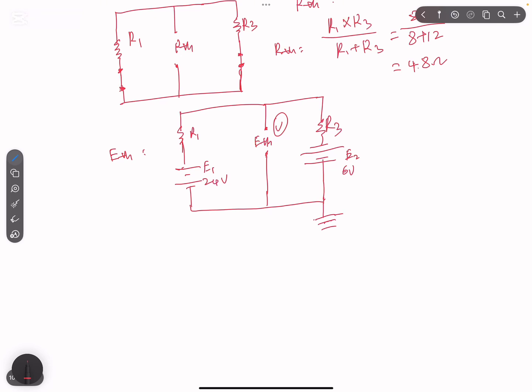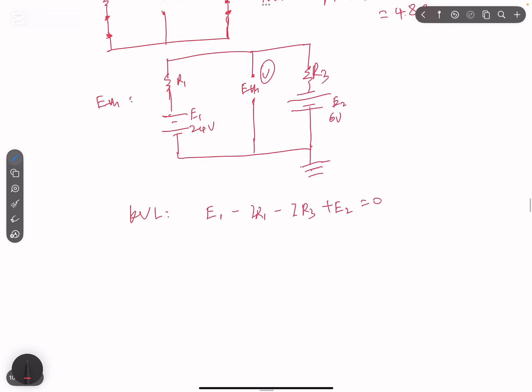So in this circuit, the current will be, by using KVL, we can build a loop. So that will be E1 minus I times R1 minus I times R3, and we need plus E2. That will be 0. Since the power sources have the same direction, that will be E1 plus E2. So the current I will be E1 plus E2 divided by R1 plus R3. That will be 1.5 amps.